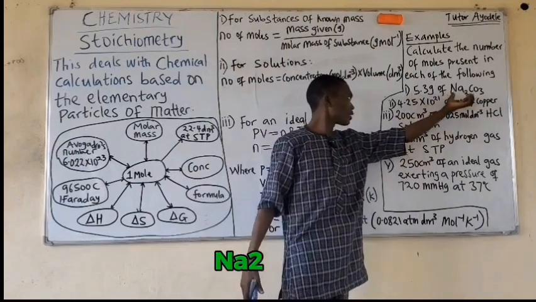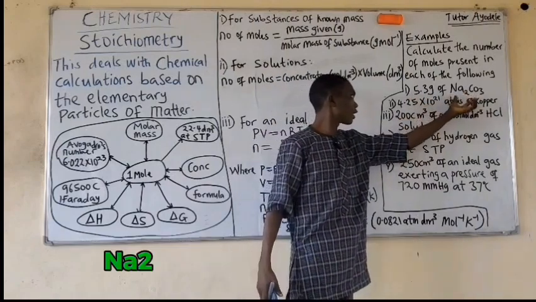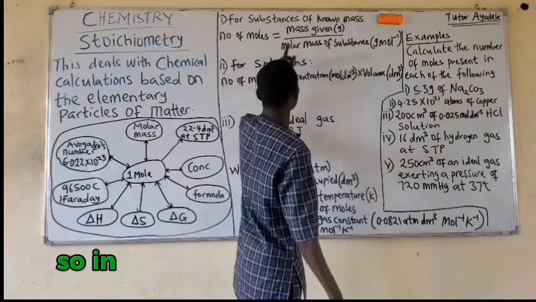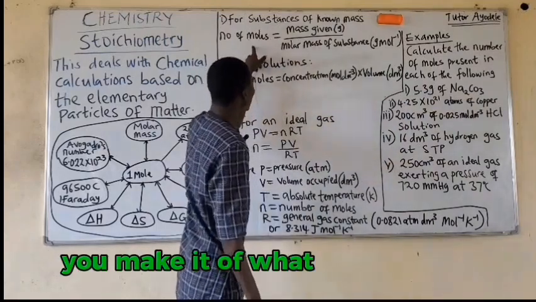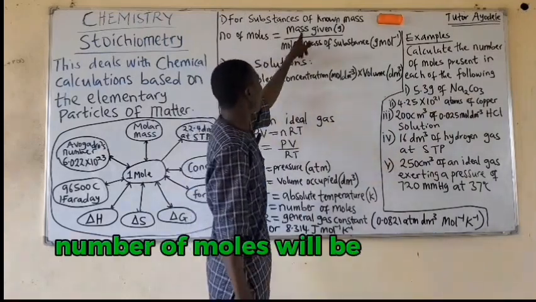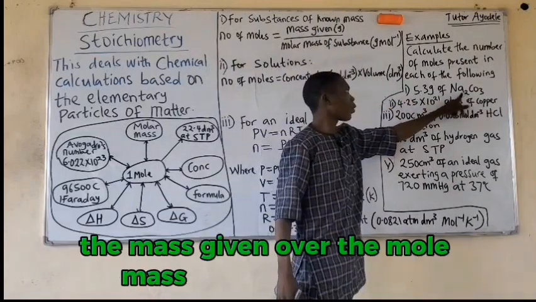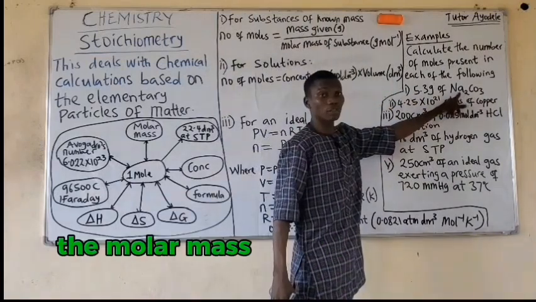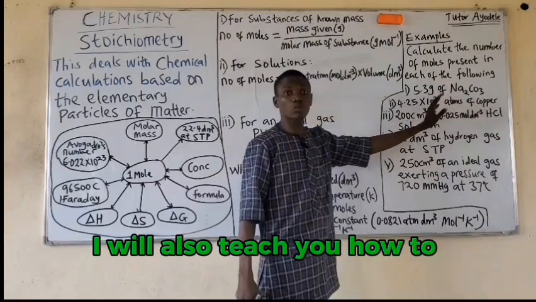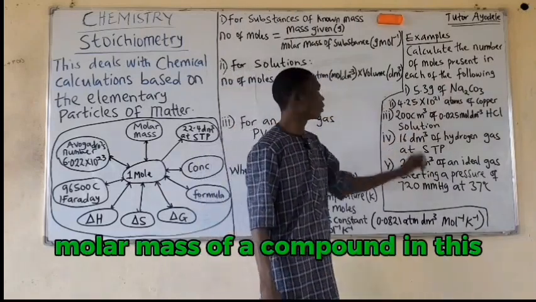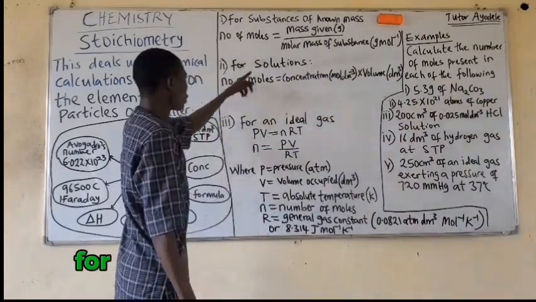So the mass of this Na2CO3 is given. In a case where the mass is given, you make use of this formula. Number of moles will be the mass given over the molar mass of this compound. I will also teach you how to calculate the molar mass of a compound in this video.